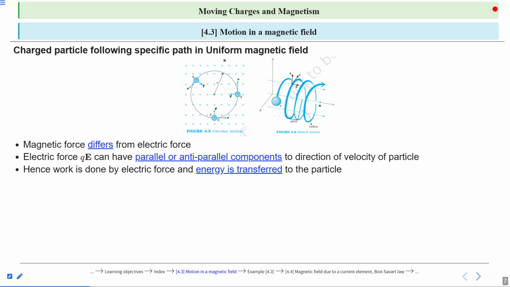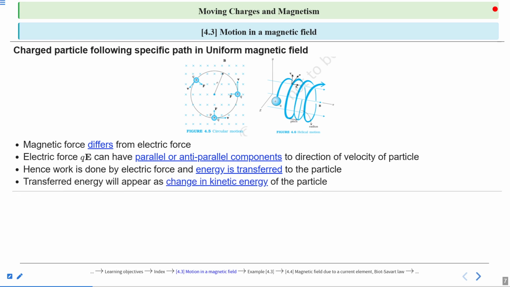Okay, so velocity is changing due to this QE force, and work is done by the electric force and energy is transferred to the particle. Transferred energy will appear as a change in kinetic energy of the particle. So this transfer of energy can be seen as a change in the kinetic energy or a change in the velocity of the particle.